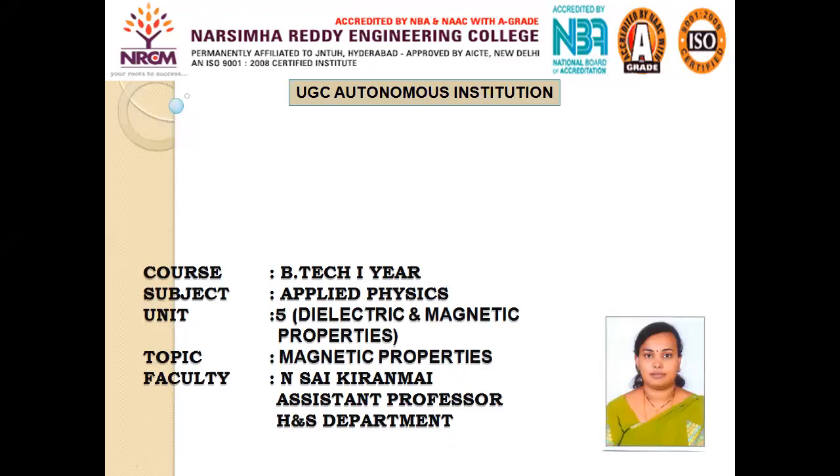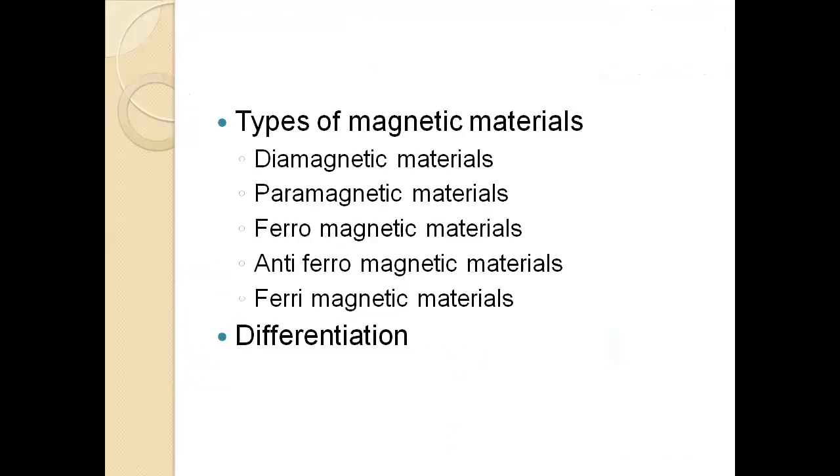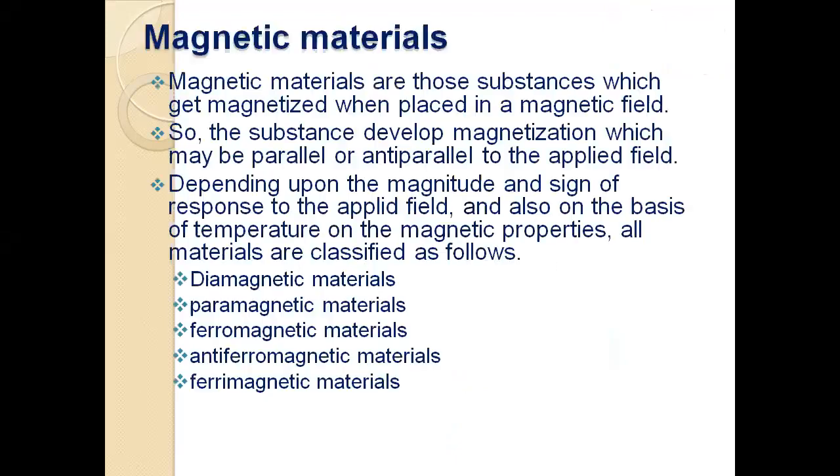Today in this session we are going to discuss Unit 5, dielectric and magnetic properties. Under the magnetic properties, we are going to discuss the different types of magnetic materials and also the differentiation between them. Magnetic materials are the materials which get magnetized when we place them in an external magnetic field. So the substance develops magnetization which may be parallel or anti-parallel to the applied field, depending upon the magnitude and sign of response to the applied field, and also on the basis of temperature.